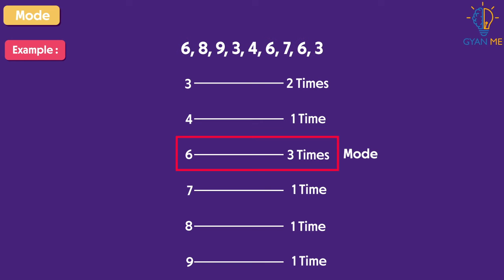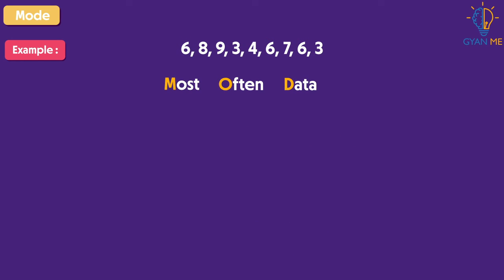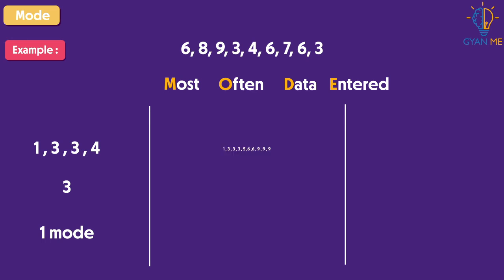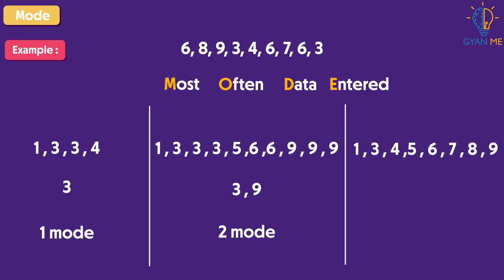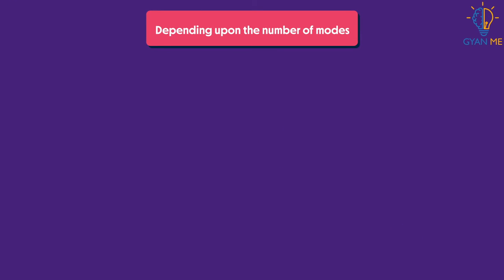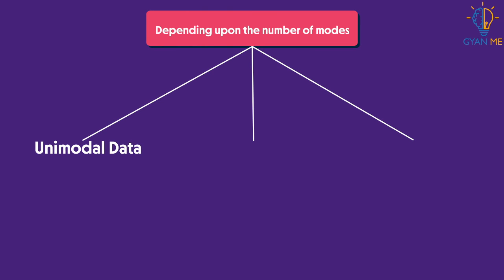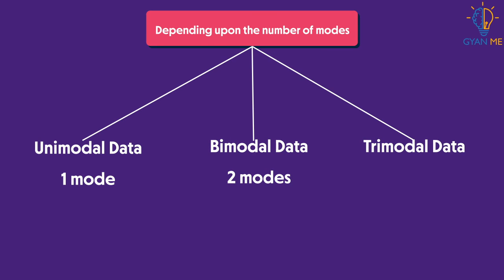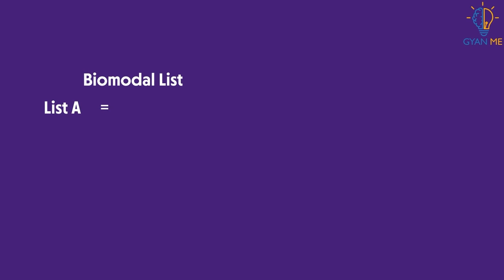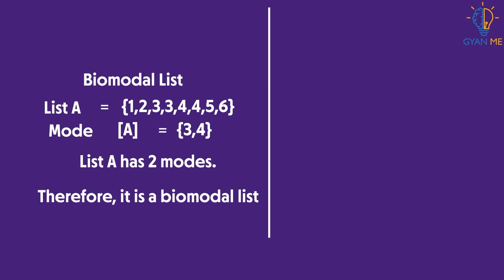Students, an easy way to remember mode is most often data entered. But note students, any data set may have one mode or more than one mode, or sometimes it may not have a mode at all. So depending upon the number of modes data has, it is a unimodal data if it has one mode. It can be a bimodal data if it has two modes, or it can be trimodal or multimodal data. The example that we discussed here had only one mode, that is 6, so it is a unimodal data. The examples of bimodal data and trimodal data are there on your screen.